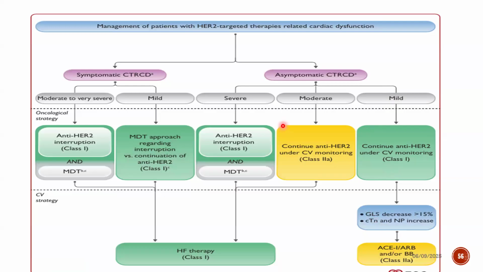For those with severe asymptomatic CTR-CD, there will need to be an interruption of their HER2 targeted therapy whilst they are managed as heart failure. And then all symptomatic patients with CTR-CD will have to go on heart failure treatment. Those with moderate to very severe symptomatic CTR-CD will require interruption of their treatment until their heart function reverts to normal.